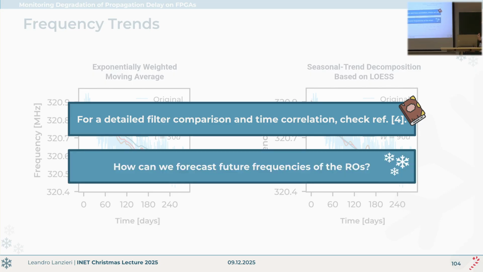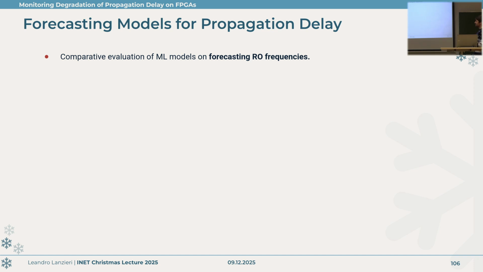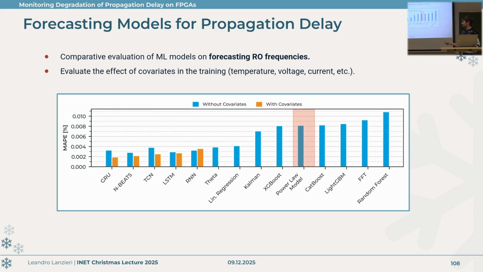So can we use this time series data to predict how this is going to be in the future? The idea is to compare some models to forecast the ring oscillator frequencies based on the time series. We evaluated many models, also with covariates, basically using environmental measurements such as temperature, voltage, and current of the devices. When we calculate the median average percentage error on multiple models for the time series that I just showed you, we come up with this plot.